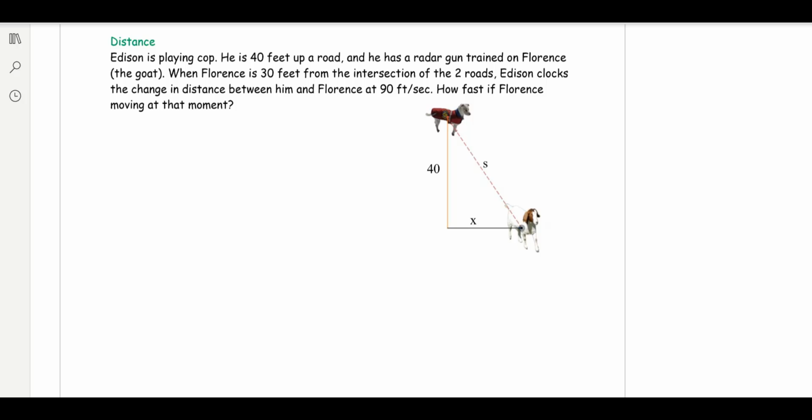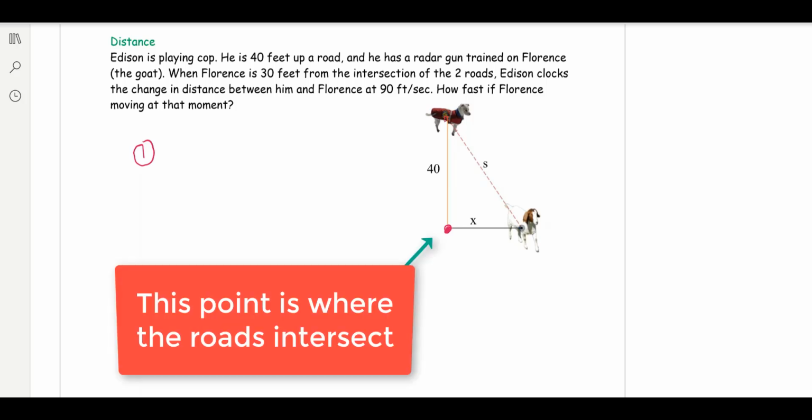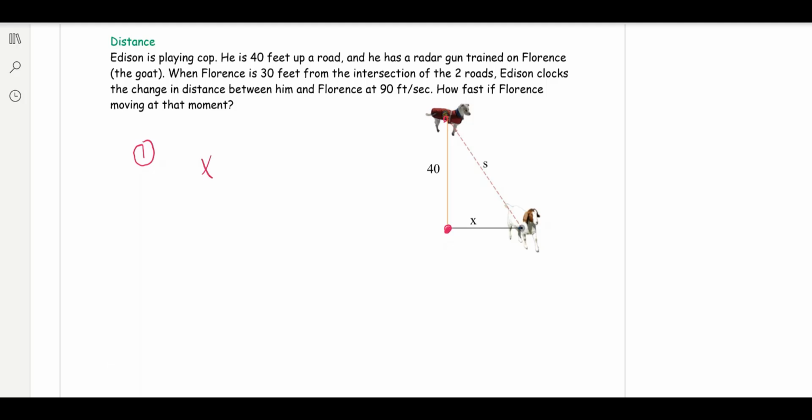All right, so step 1, we have the variables already on the picture. x is the distance from this point to Florence. 40 is a fixed distance from this point to Edison, and s is the distance between Edison and Florence. So again, we're going to use the Pythagorean theorem. x squared plus 40 squared is s squared. All right, what are we given?